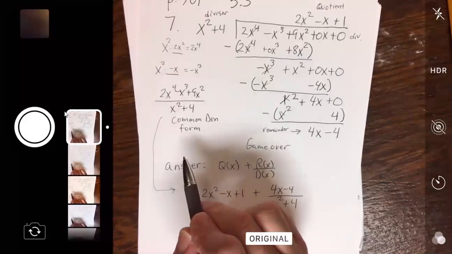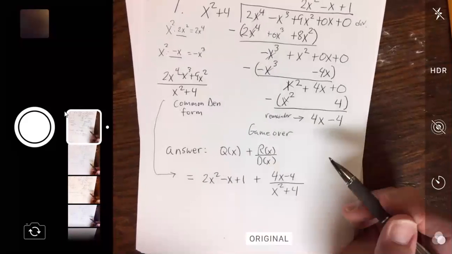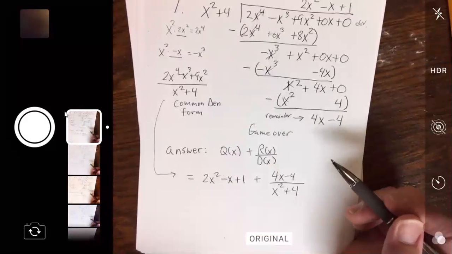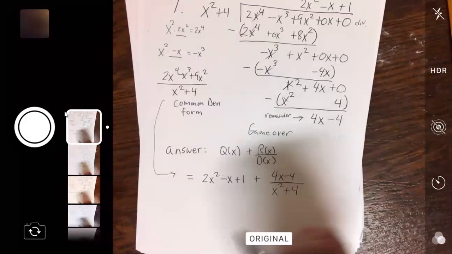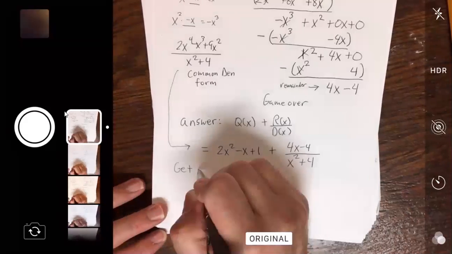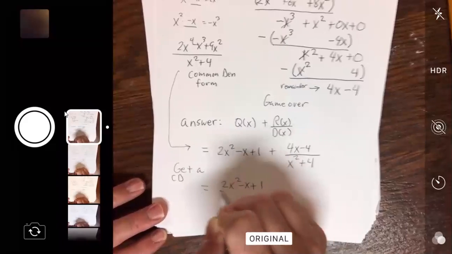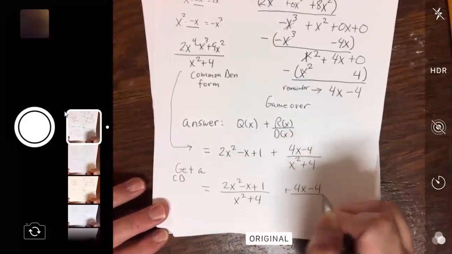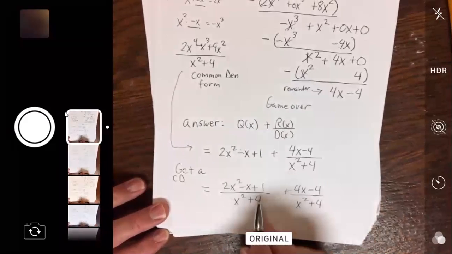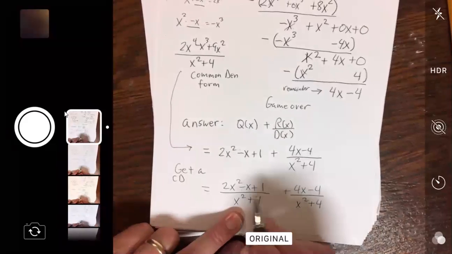Will it be on the quizzes and the tests? Not really, but I'd like to do one just to show you it's not all hocus pocus. You want to see it done? Okay. So what we're saying is, if I get a common denominator, that means I have 2x squared minus x add 1 over my x squared add 4, plus my 4x minus 4 over my x squared add 4. See, I've put this under this for a common denominator, but if I do it to this bottom, I have to do it to the top.